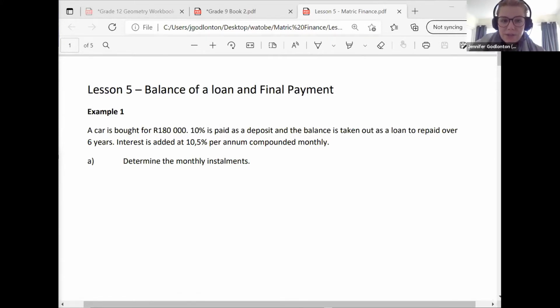A car is bought for 180,000 Rand. 10% is paid as a deposit, and the balance is taken out as a loan to be repaid over 6 years. Interest is added at 10.5% per annum compounded monthly. Determine the monthly installments. So my first question to you is, which formula am I going to use here? Am I going to use compound, present value, or future value to determine the monthly installments?